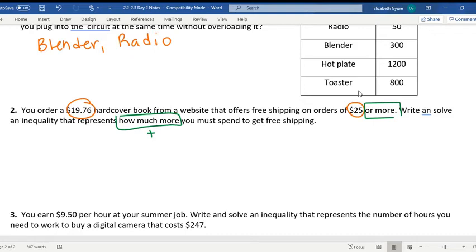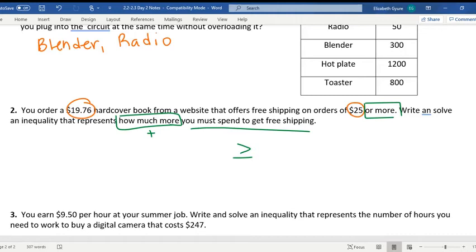Very good. Because if I spend exactly 25, do I get my free shipping? If I spend 26 and anything above that, right? So that's why we're using greater than or equal to. Very good. We'll define our variable next. We want to find out how much more you must spend, right? So our variable should be what? What are we trying to solve for? How much more we have to spend to get free shipping, right?